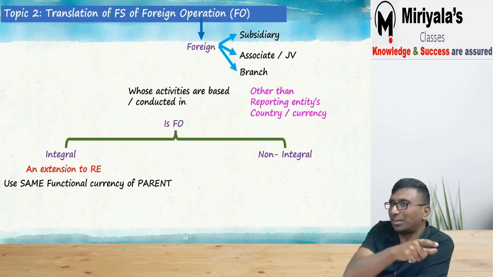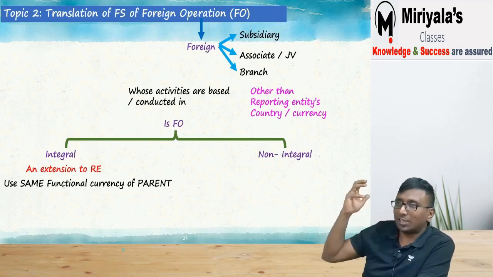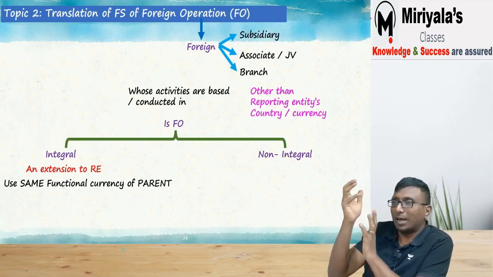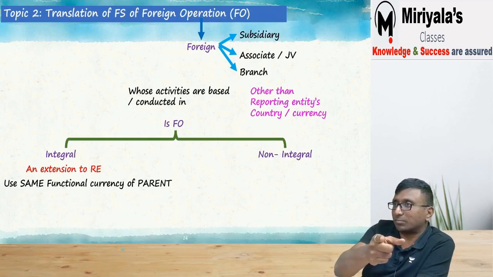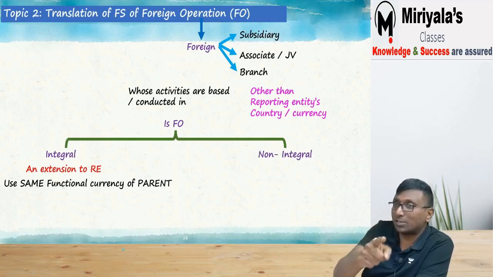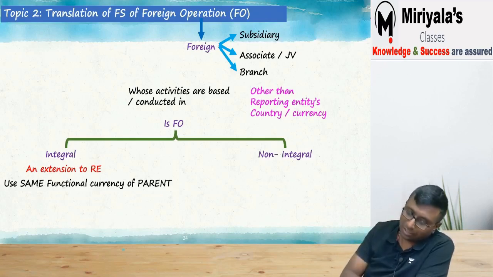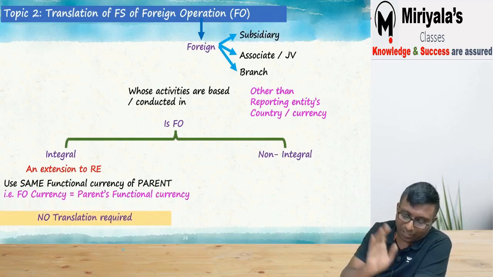When you are integral, it means you are dependent. What is true for my body is the same for my hand also. The hand is an integral part of my body; it's not a separate thing. But you are a separate person, a separate human; you are separate, I am separate. Then under this circumstance I have to decide what is your functional currency and what is my functional currency. So for an integral foreign operation, the functional currency is equal to the parent's functional currency.